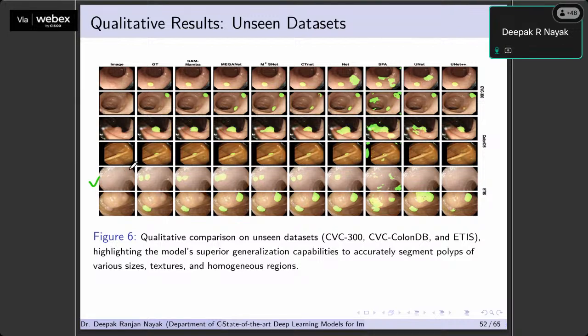It is very difficult to identify the polyps, but actually there are two polyps lying here, and our model was at least able to give a little bit of an answer, not exactly correct, I can say. This polyp is not giving the correct answer. That means in some cases it is not able to provide us the accurate boundary information.